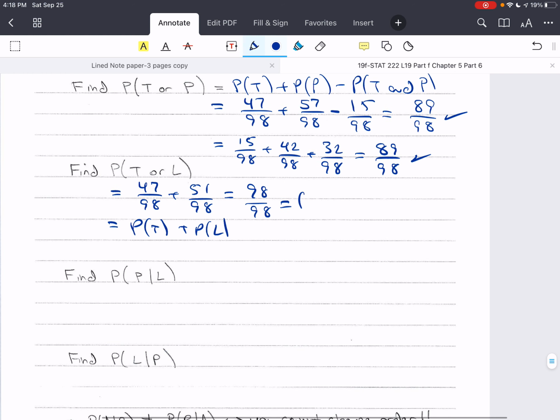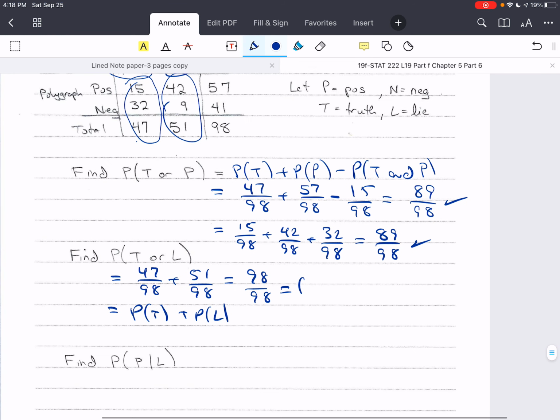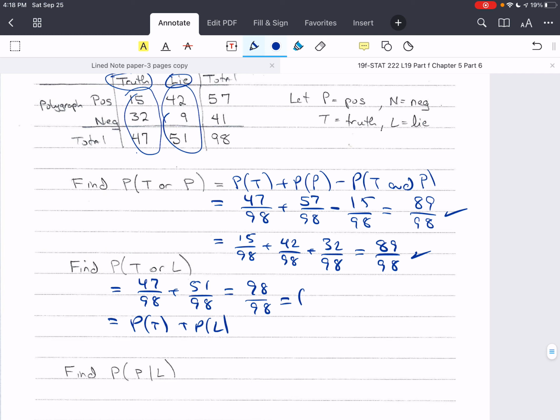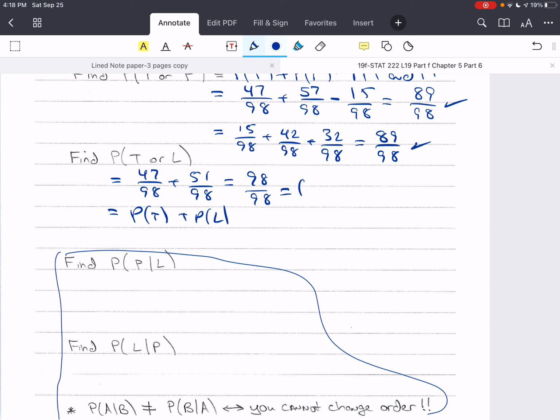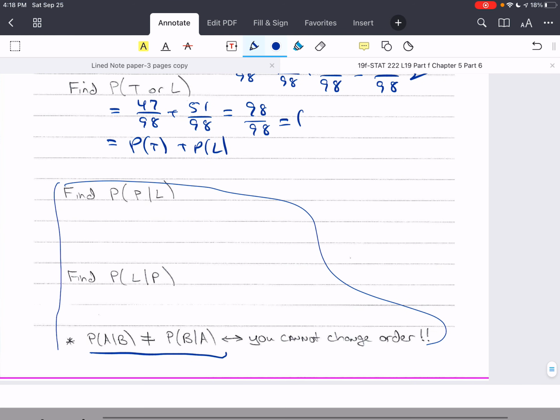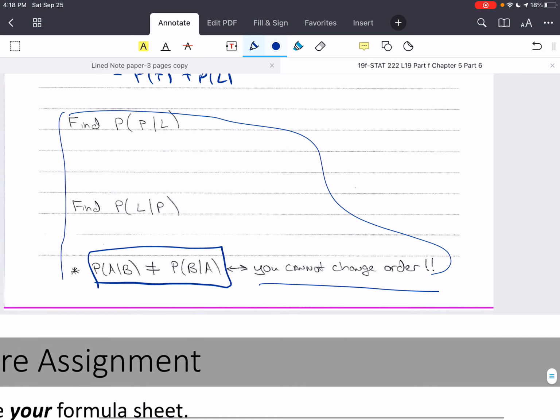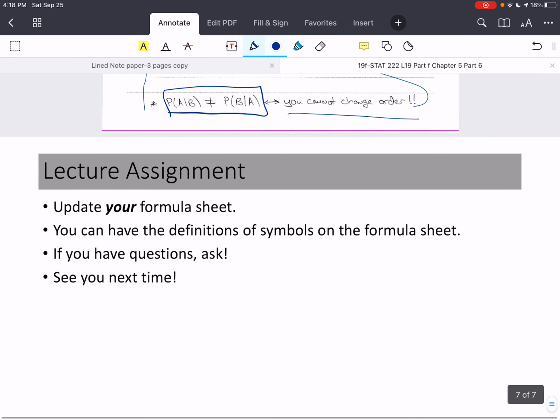All right. So we've done the conditional probability already, so I'm not going to do that again. I did this earlier in the last video, so I'm not going to do it again. But just remember, the probability of A given B is not equal to the probability of B given A. You cannot change the order. All right, that's it for section 2. Sorry this video was a little longer, but I think it's better to do all of the addition rule together instead of breaking it up.